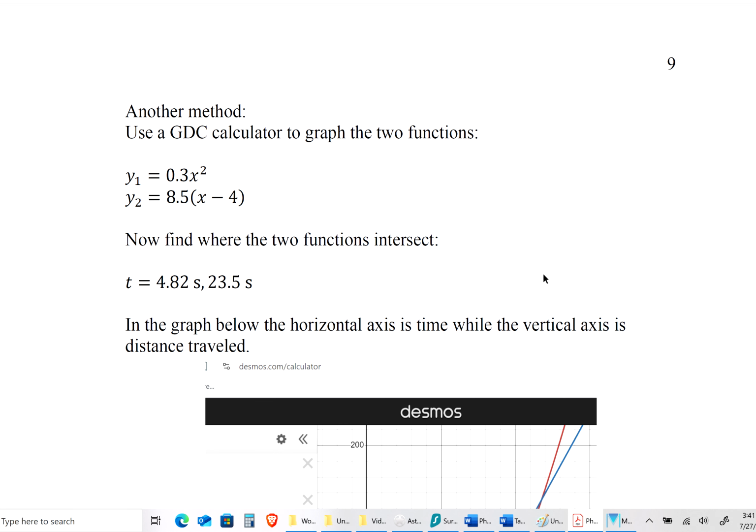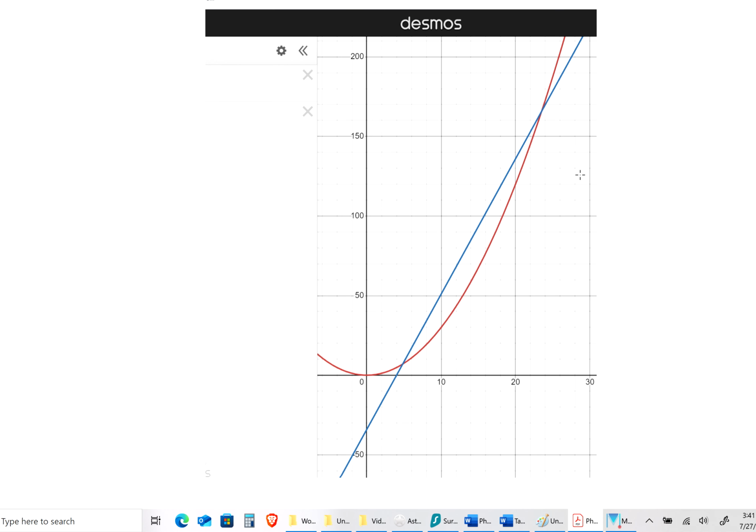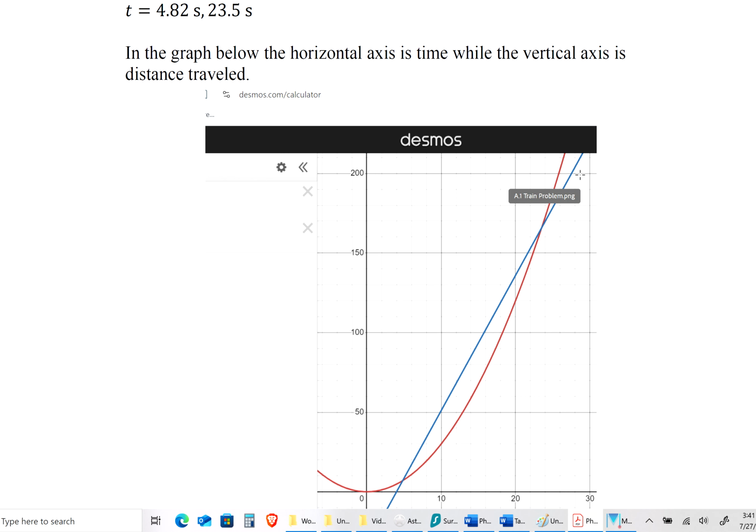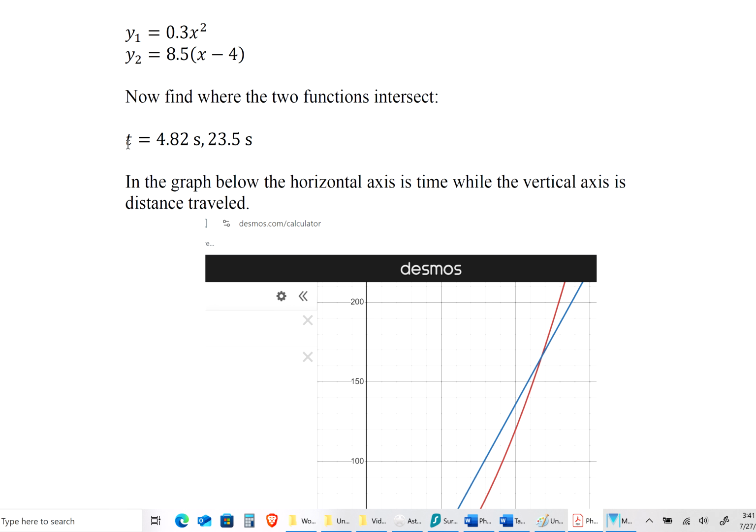Another method is to graph both of these using your graphing display calculator. So this is from the website desmos.com/calculator. You see the blue line is you, the red line is the train, and you and the train meet at 2 points, 4.82 seconds and 23.5 seconds.